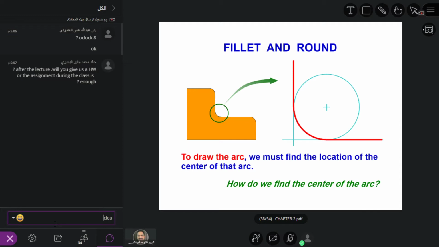So to draw the arc, we must find the location of the center of the arc. You know that because you see this is the radius. So in order to make the radius, I need to find out the center. All right. So we can do it in the software very quickly, but since we are learning manually, you must know that you need a center, and then you have to make a circle, and part of the circle will be used as a radius. So how do you find the center of the arc?